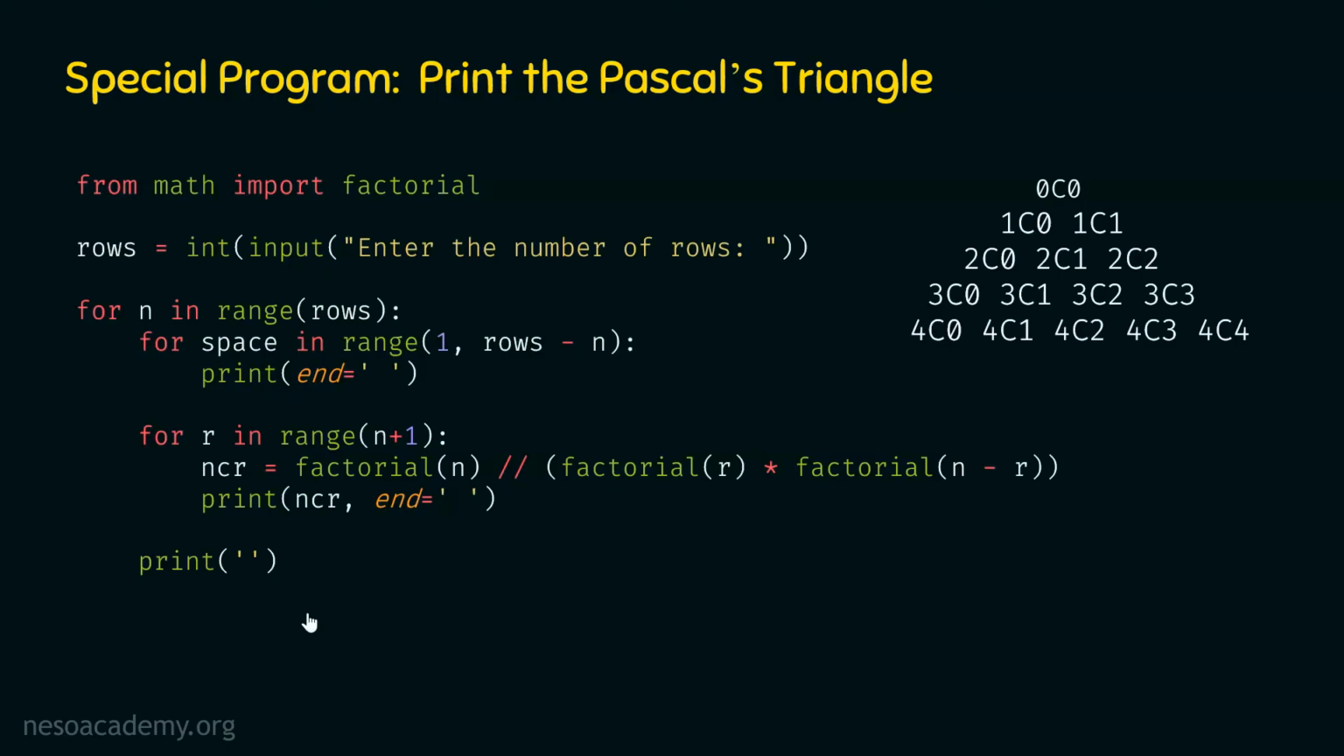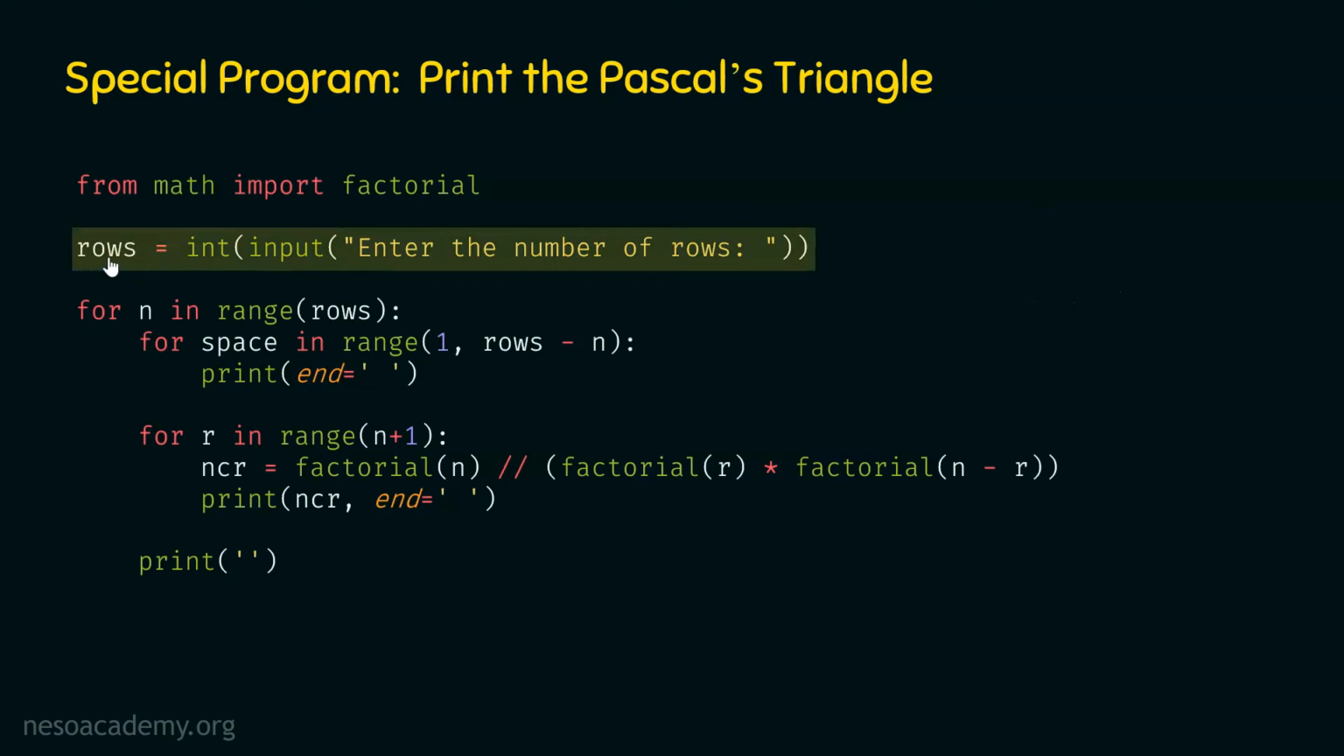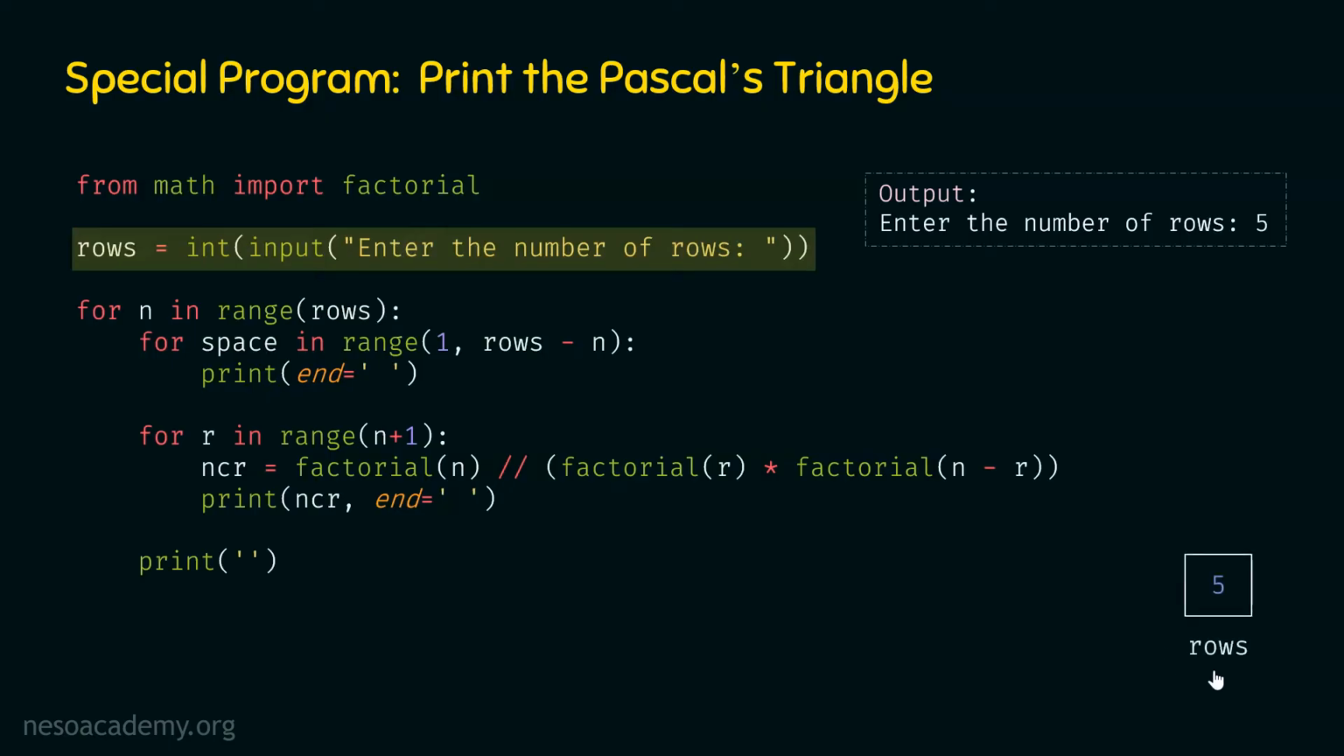Now let's execute this code line by line, and let's see how we obtain each value of the Pascal's triangle on the screen. First, let's execute this statement: rows equal to int input enter the number of rows. With this, we know that we will get enter the number of rows on the screen. This means we are asking the user to enter the number of rows. Let's say the user has entered 5. In that case, the rows variable will point to this object with value 5.